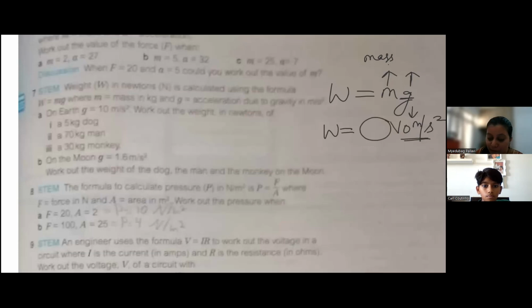So what we are going to do, for example, what has been given in the A part, just observe the A part of the question. They have given us different weights.